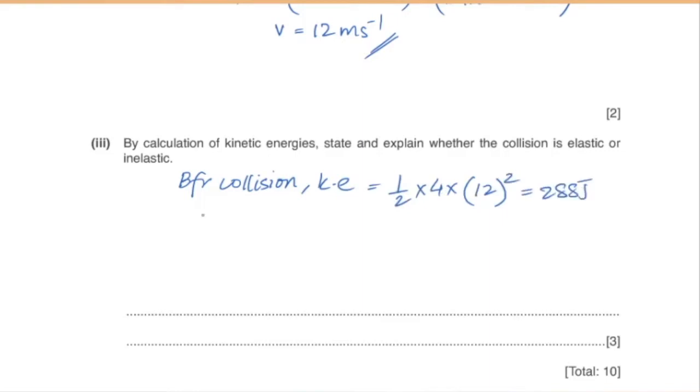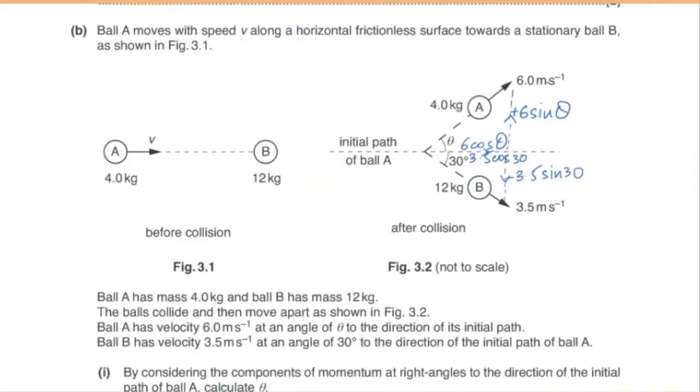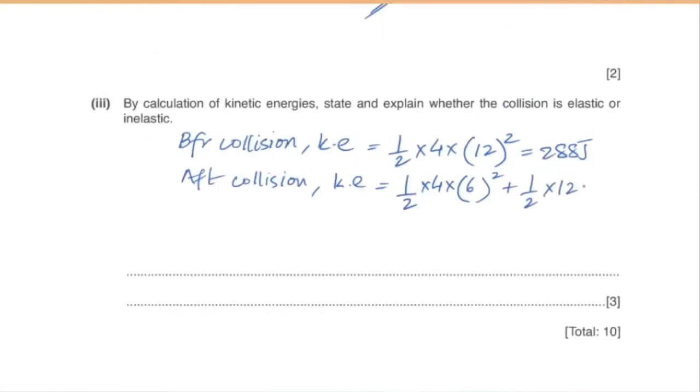And after collision, kinetic energy is half times the mass of ball A multiplied by its velocity squared, where the velocity of ball A after collision is 6 and that of B is 3.5. So half times 4 times 6 squared plus half times 12 times 3.5 squared. So total kinetic energy after collision is 145.5 joules. Since the kinetic energies are not equal, the collision is inelastic.